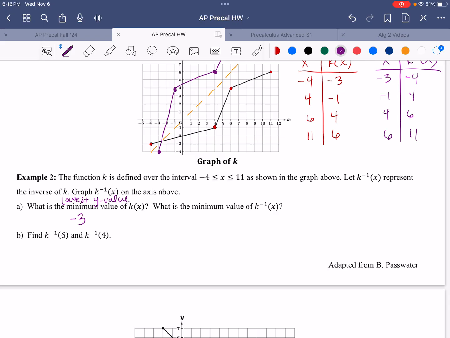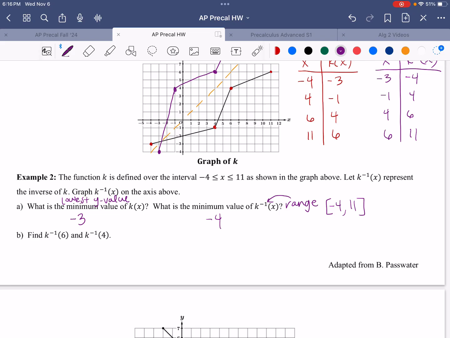And then the minimum value of the inverse is going to be -4, which should not be a surprise, right? The domain of k, which was -4 to 11, is going to become the range of k of x, the inverse of k. So the range is going to be from -4 to 11 for the inverse.